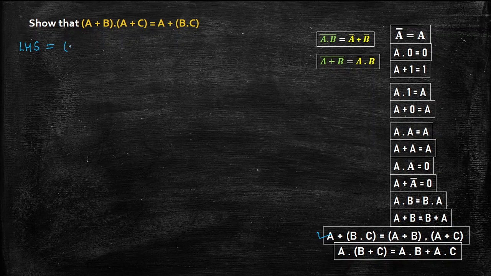So LHS is A plus B into A plus C, right? Normal algebra. Now here there is a dot, which means AND operation. So A and A, this A plus A and C plus B and A plus B and C, right? Here I have used the distributive law.